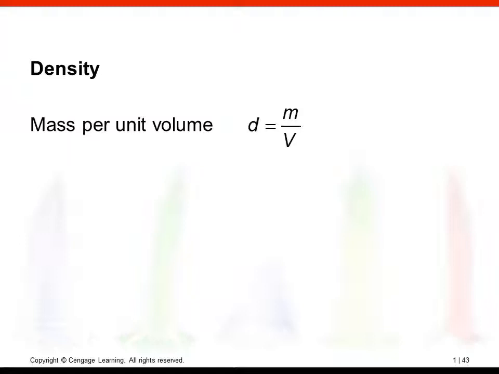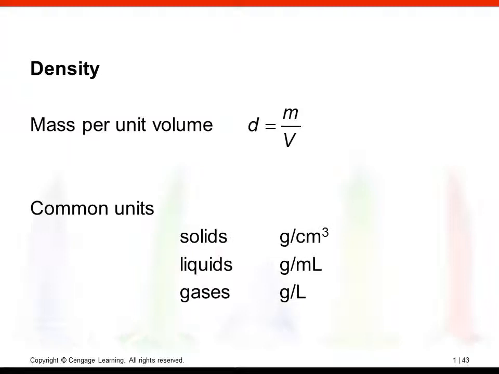Density is defined as mass per unit volume. Common units of density are grams per cubic centimeter or cubic distance if for a solid, grams per milliliter for a liquid, and grams per liter for a gas.